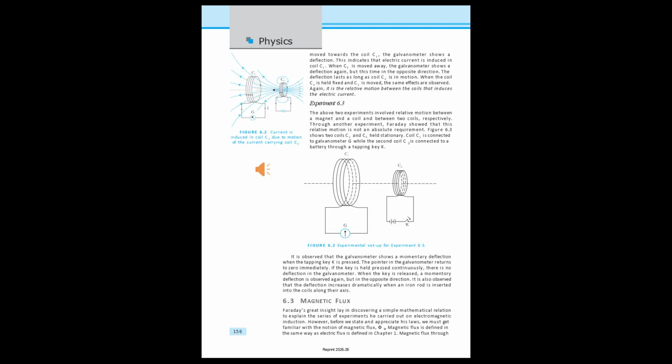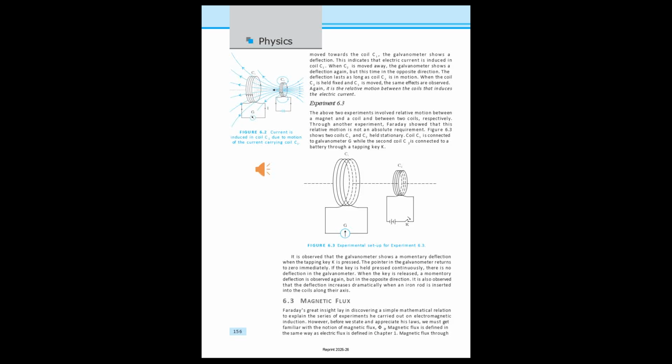Experiment 6.3. The above two experiments involved relative motion between a magnet and a coil and between two coils, respectively. Through another experiment, Faraday showed that this relative motion is not an absolute requirement. Figure 6.3 shows two coils C1 and C2 held stationary. Coil C1 is connected to galvanometer G while the second coil C2 is connected to a battery through a tapping key K. It is observed that the galvanometer shows a momentary deflection when the tapping key K is pressed.